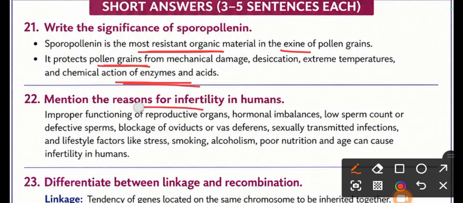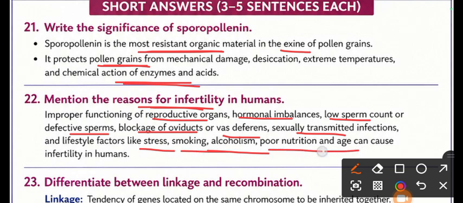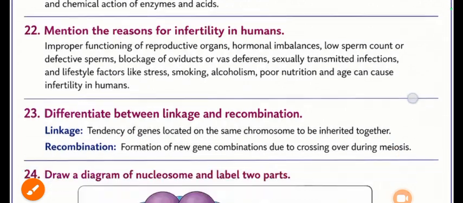So the next question is reasons for infertility in humans. Any two reasons you remember. It may be improper functioning of reproductive organs, hormonal imbalance, low sperm count or defective sperm, blockage of the oviduct or vas deferens, sexually transmitted diseases, stress, smoking, alcoholism, poor nutrition, age. Any two or four reasons, if you remember, you will get 2 marks.